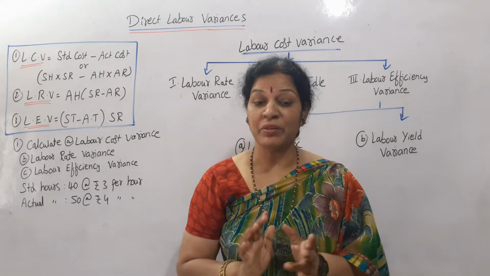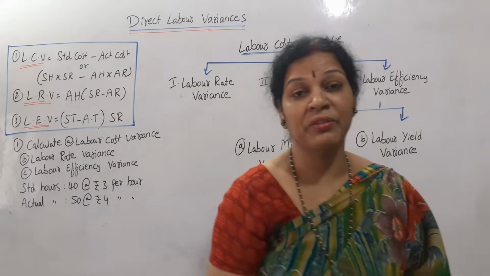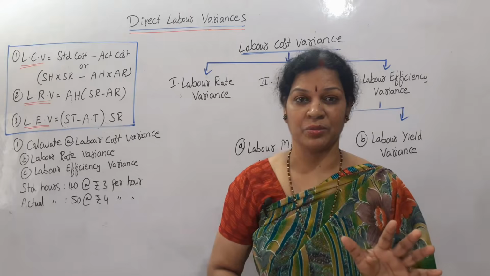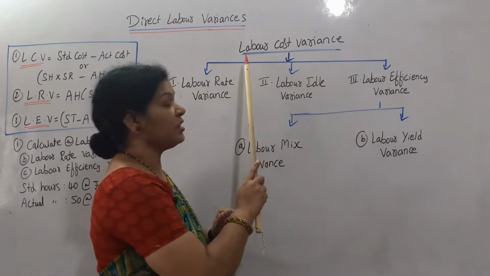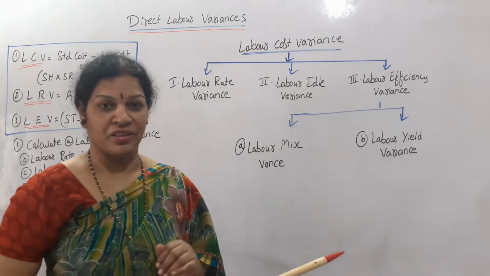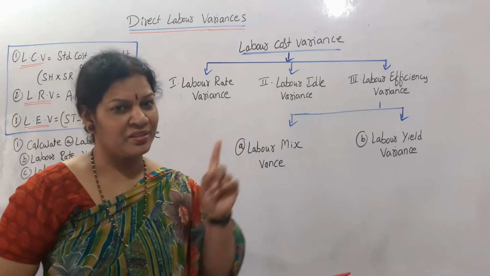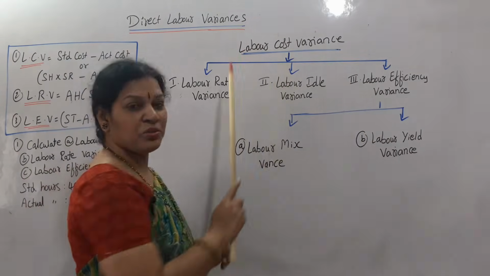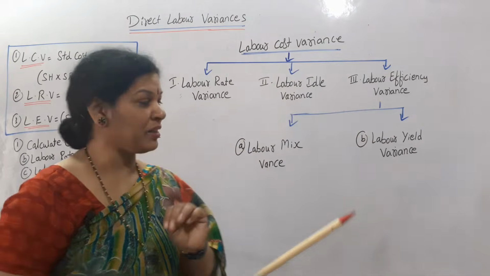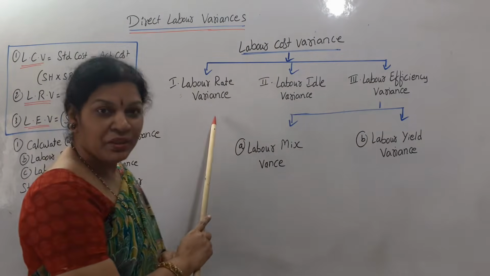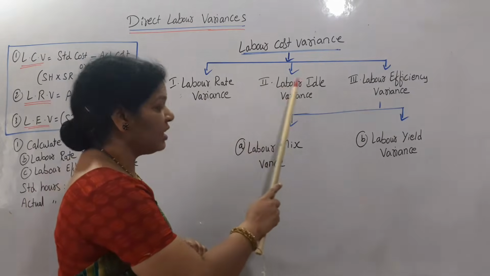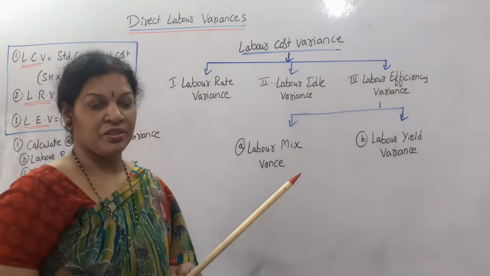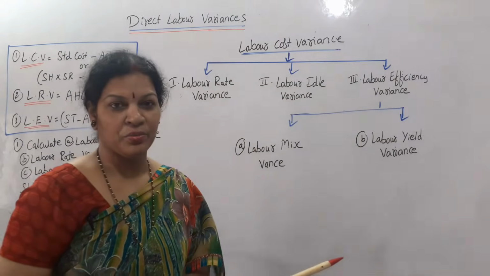Now first let me give you the introduction. First, labor variances: the total variance we can divide into different parts. The first one is labor cost variance. There it was material cost variance, in the same way. Labor cost variance is divided into three parts: labor rate variance, labor idle variance, and labor efficiency variance. These are the main three categories we have divided.